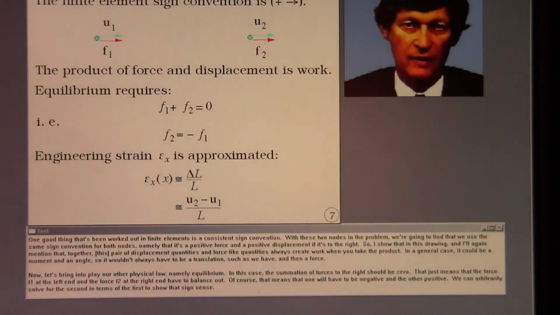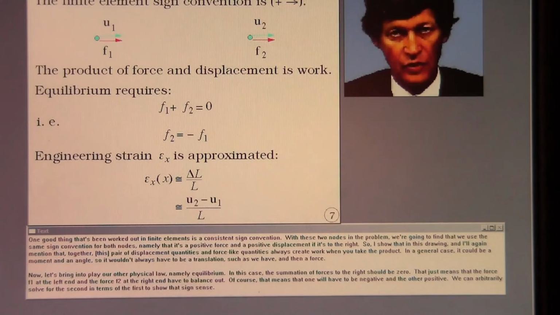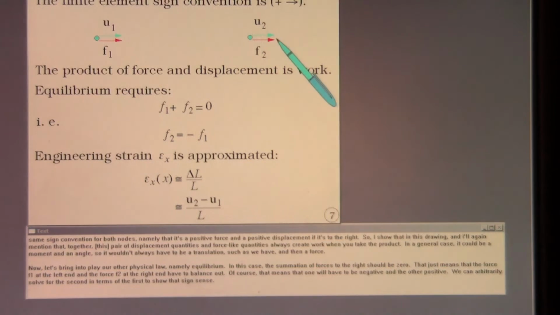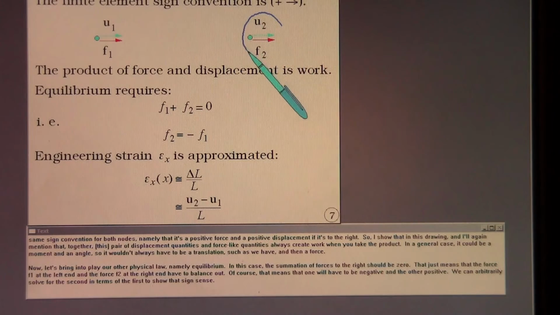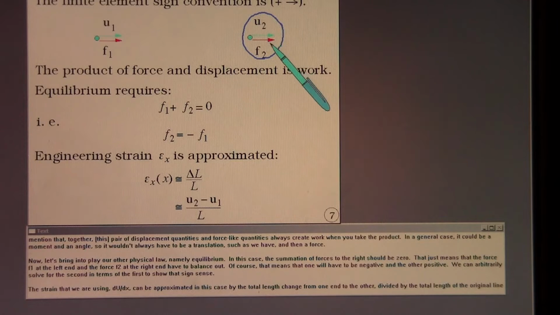One good thing that's been worked out in finite elements is a consistent sign convention. With these two nodes in the problem, we use the same sign convention for both nodes, namely that it's a positive force and a positive displacement if it's to the right. So I show that in this drawing, and I'll again mention that together these displacement-like and force-like quantities always create work when you take the product. In a general case, it could be a moment and an angle, so it wouldn't always have to be a translation and a force, such as we have.